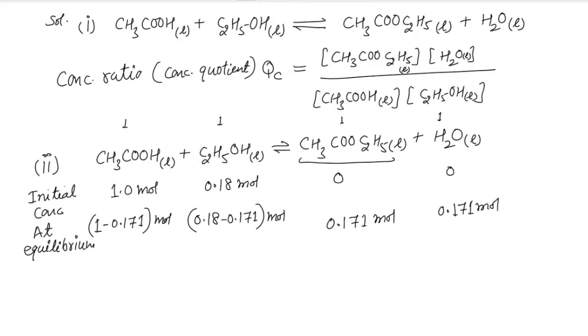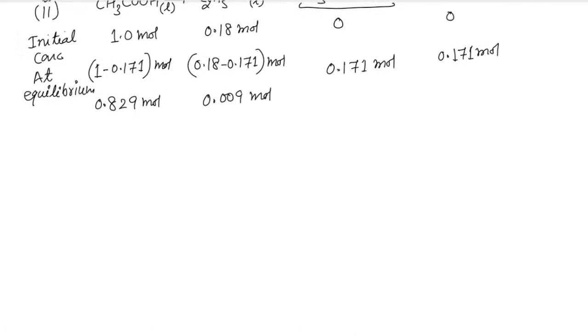So, 1 minus 0.171, the value comes out to be 0.829 mole, right? And 0.18 minus 0.171, so it is 0.009 mole. Now again apply the law of chemical equilibrium.